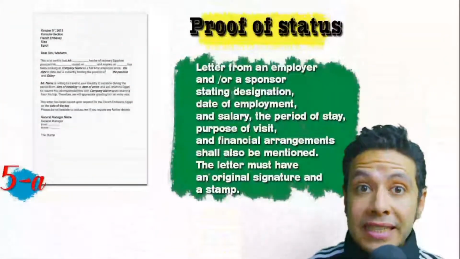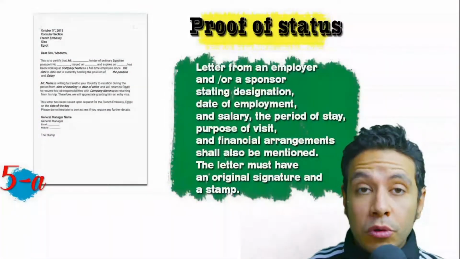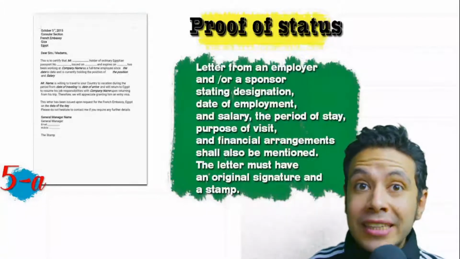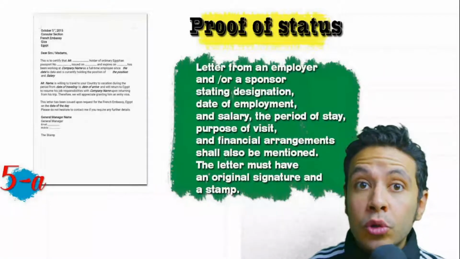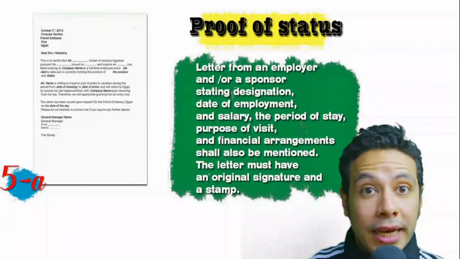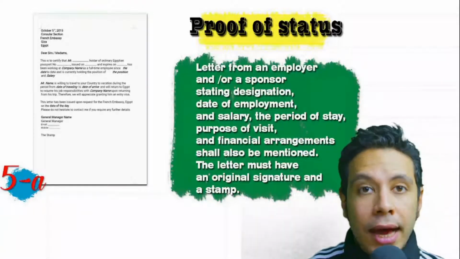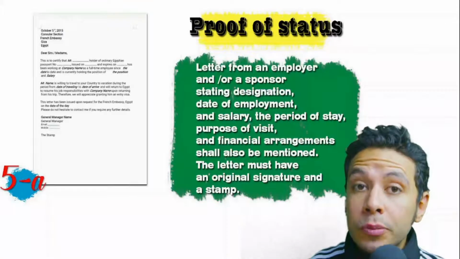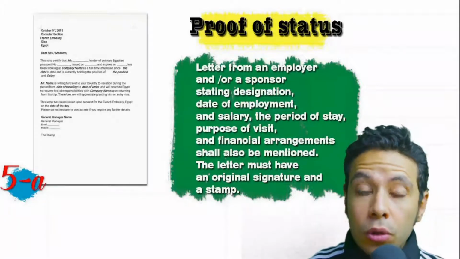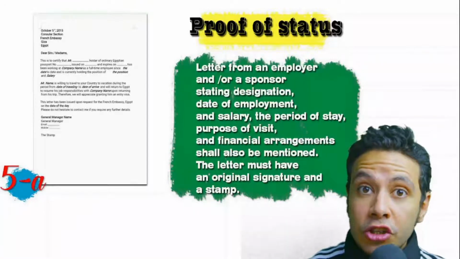In most visa application processes, you will be required to provide a proof of status. For example, if you are an employee, you will have to provide a letter from your employer or from your HR department, mentioning your name, your work details, and your salary. Both the address and contact numbers should also be mentioned in that letter. And all letters must have an original signature and a stamp.